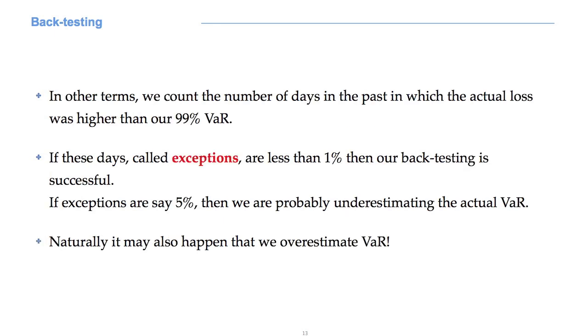The idea is to count the number of days in the past in which the actual loss was larger than our 99% VaR. If these days, called exceptions, are less than 1%, 1 minus alpha, then our backtesting is successful. If exceptions are, say, 5%, then we are probably underestimating the actual value at risk. Naturally, it may also happen that we overestimate value at risk.